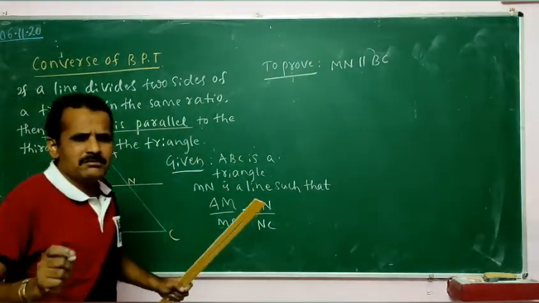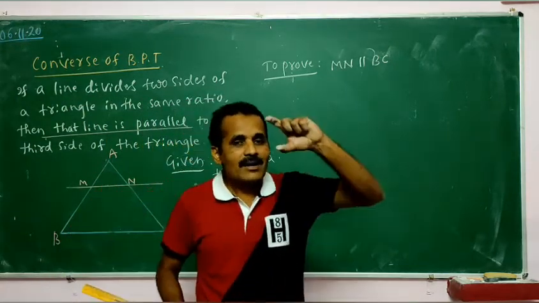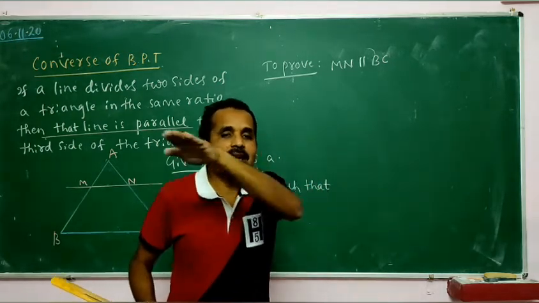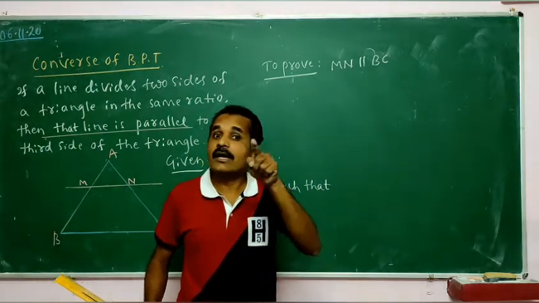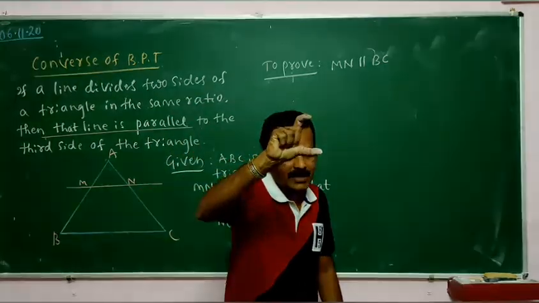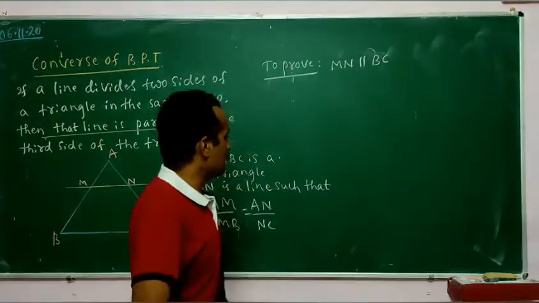अब मतलब, एक बात आपको याद रखना चाहिए, अगर साइड्स प्रोपोर्शनल है आप कह सकते हैं लाइन्स आर पैरेलल, ये हो गया कॉन्वर्स. अगर लाइन पैरेलल है then you can say the sides are proportional, ये हो गया BPT. This is to be kept in mind.